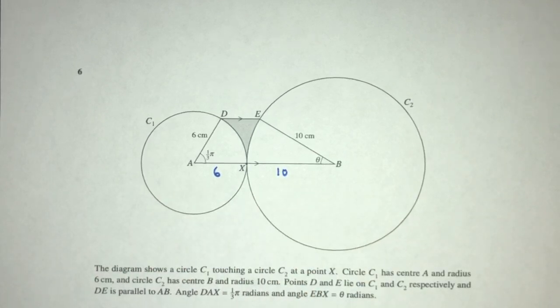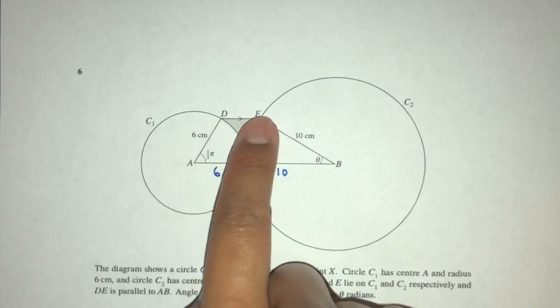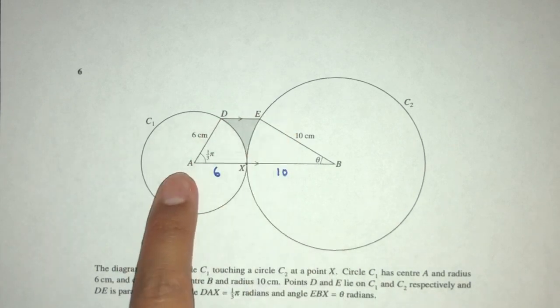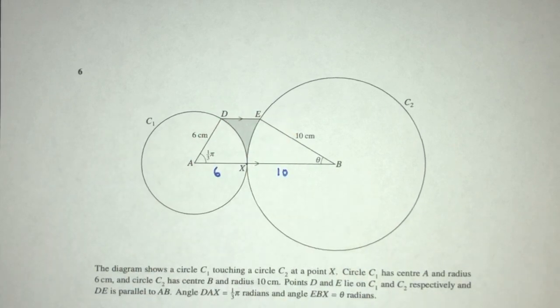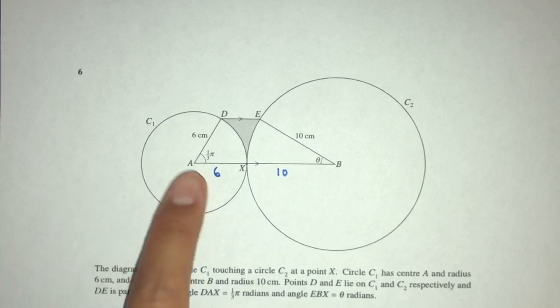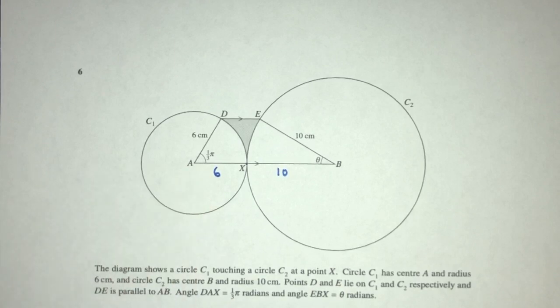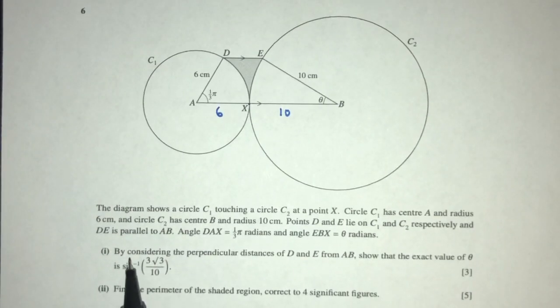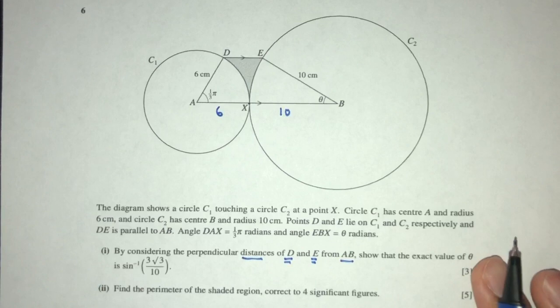Now the points D and E lie on C1 and C2 respectively, and DE is in the same direction as AB. Now the angle DAX is 1/3 pi, and the angle EBX is theta radians. Now, by considering the perpendicular height distance of D and E from AB, so let's see, where's that?